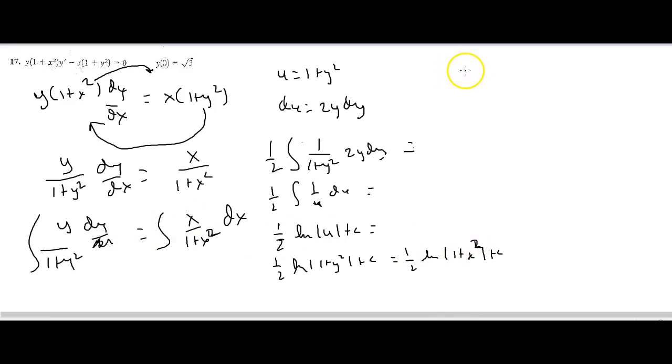All right, so now I need to solve for y, right? I'm going to solve for a specific case. Let's isolate for y first, and then we'll solve for a specific case. Okay, so multiply both sides by 2. That cancels out that. Raise both by e to the, cancels out that, and I end up with, and by the way, absolute value bars don't matter because 1 plus y squared must be positive.